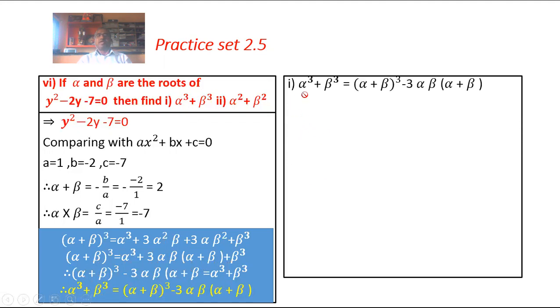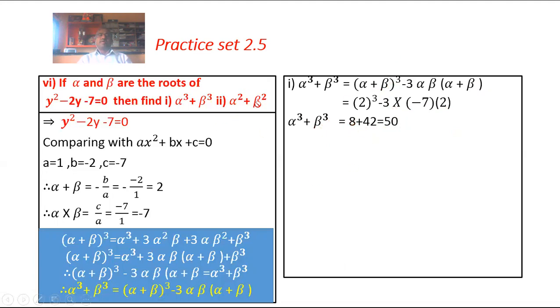First, to find alpha cube plus beta cube from this formula, (alpha plus beta) cube minus 3 alpha beta (alpha plus beta). Substitute the values, alpha plus beta is equal to 2 and alpha into beta is equal to minus 7. Here (alpha plus beta) cube means 2 cube, minus 3 multiply alpha into beta, which is minus 7, multiply alpha plus beta, which is 2. 2 cube is 8, minus minus is plus, 3 times 7 is 21, multiplied by 2 is 42. 8 plus 42 is equal to 50. This is the value of alpha cube plus beta cube is equal to 50.